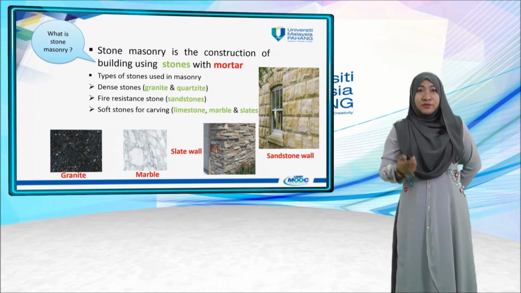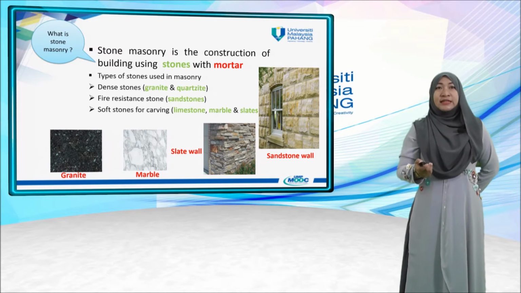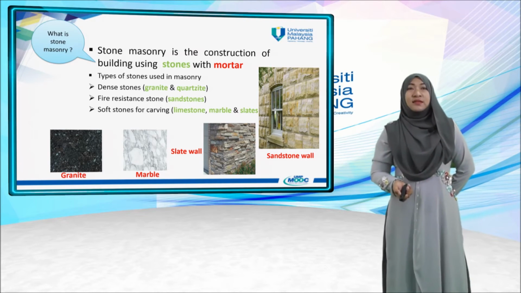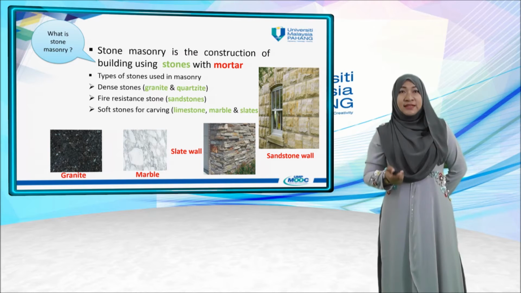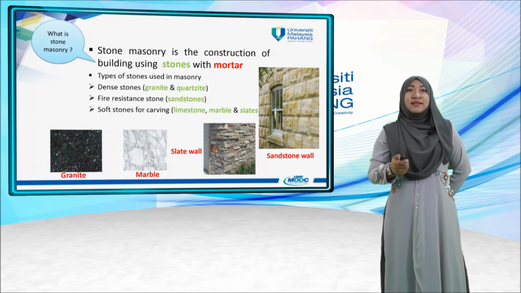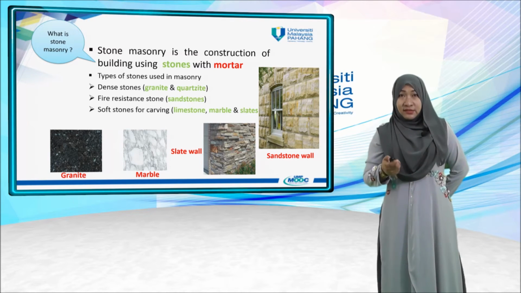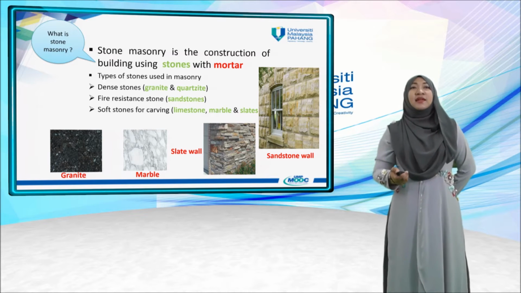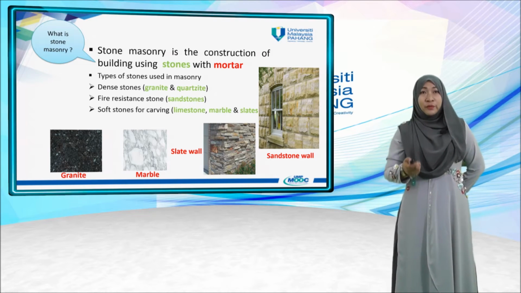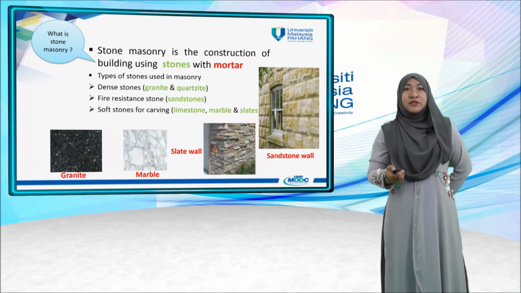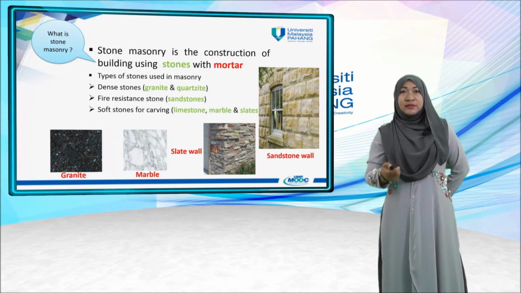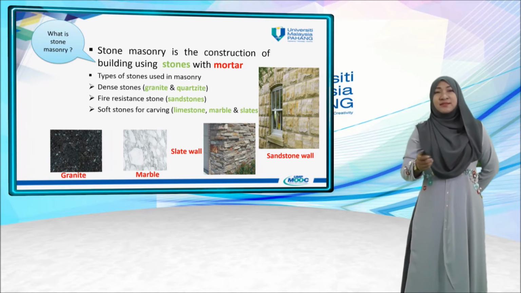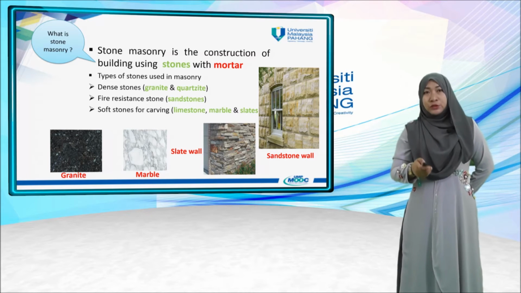So for the types of stones used in masonry, there are dense stones, which come from granite and quartz. There are fire resistant stones, which are sandstones, and there are also soft stones for carving, which are limestone, marble and slate, which you can see from the photo shown.